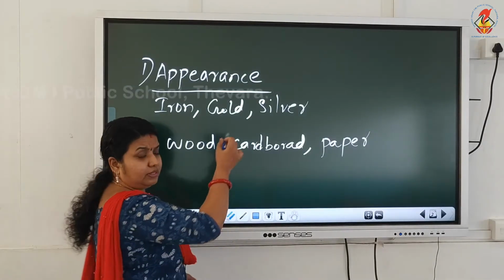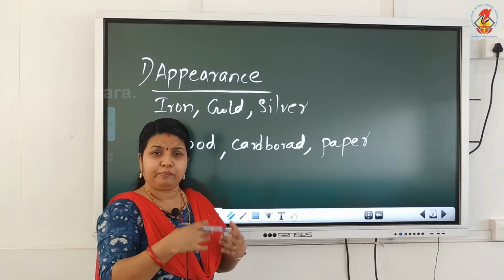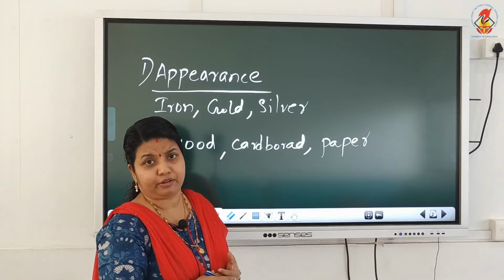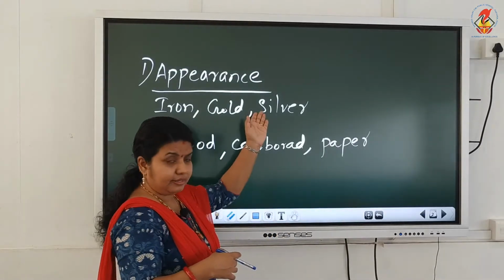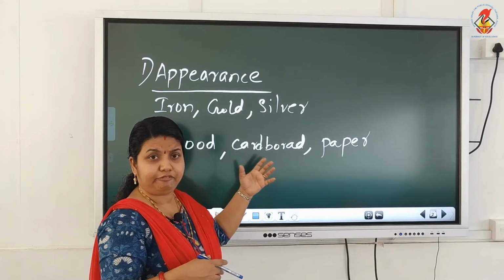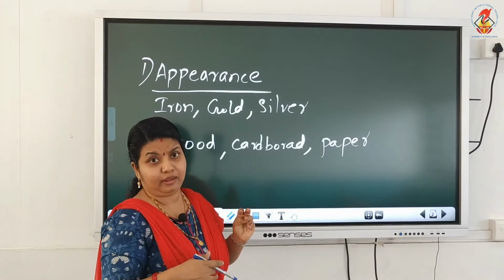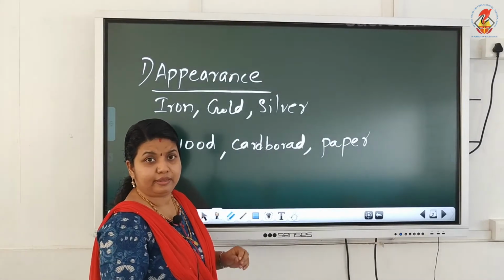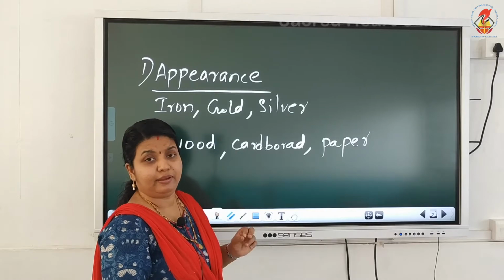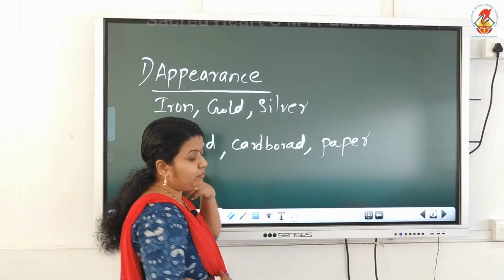So iron looks different from gold and silver, isn't it? Properties of iron are different from that of gold and silver. They look different. And these materials are different from materials like wood, cardboard, paper, etc. But there are some similarities between iron, gold and silver, isn't it? Iron, gold and silver have some properties similar. So we will see what it is.